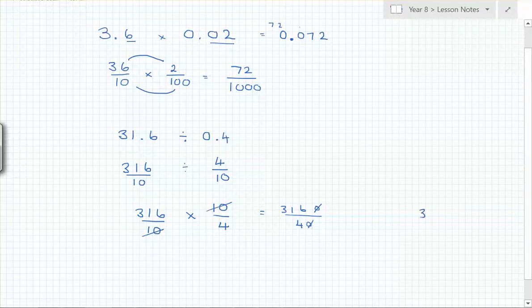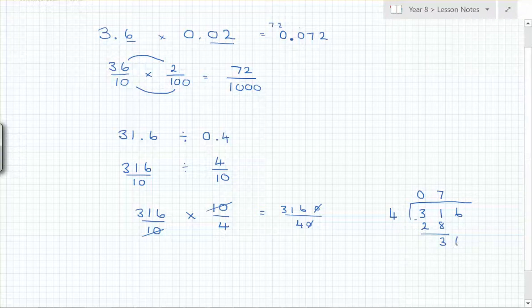Now, it's 316 divided by 4, however you do this. 4 into 3 is 0. So we do 4 into 31, which is 7. 7 times 4 makes 28. So we find the remainder is 3.